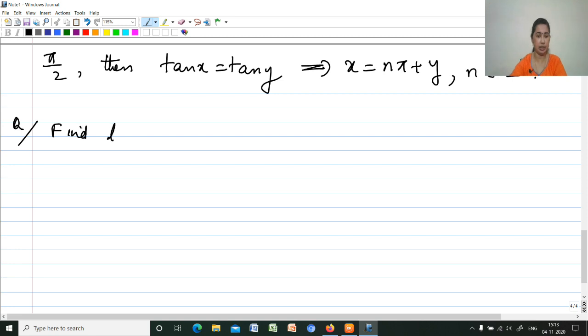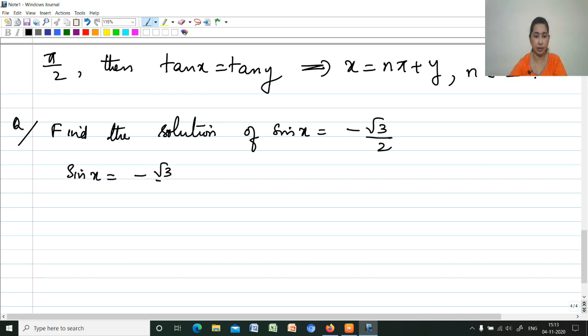Find the solution of sin x equal to minus root 3 by 2. So, sin x equal to minus root 3 by 2.